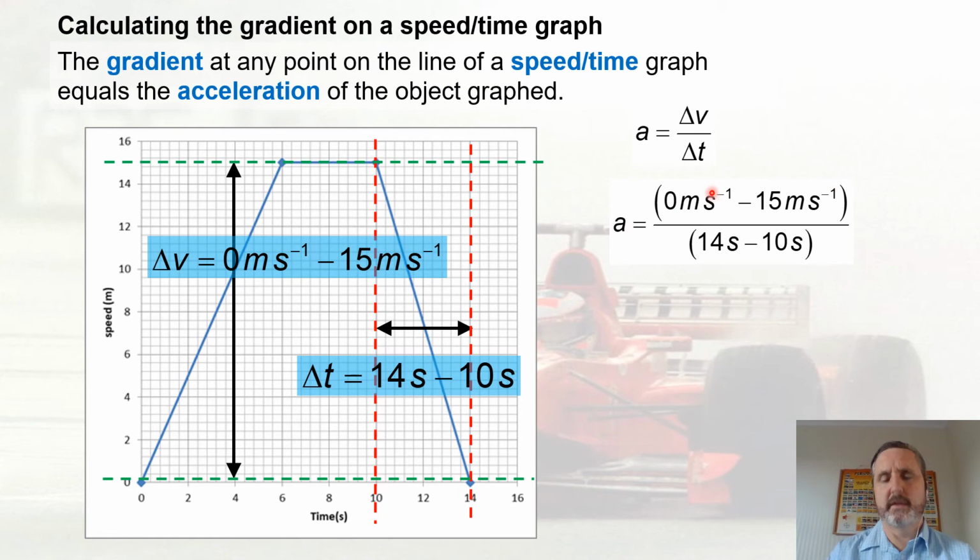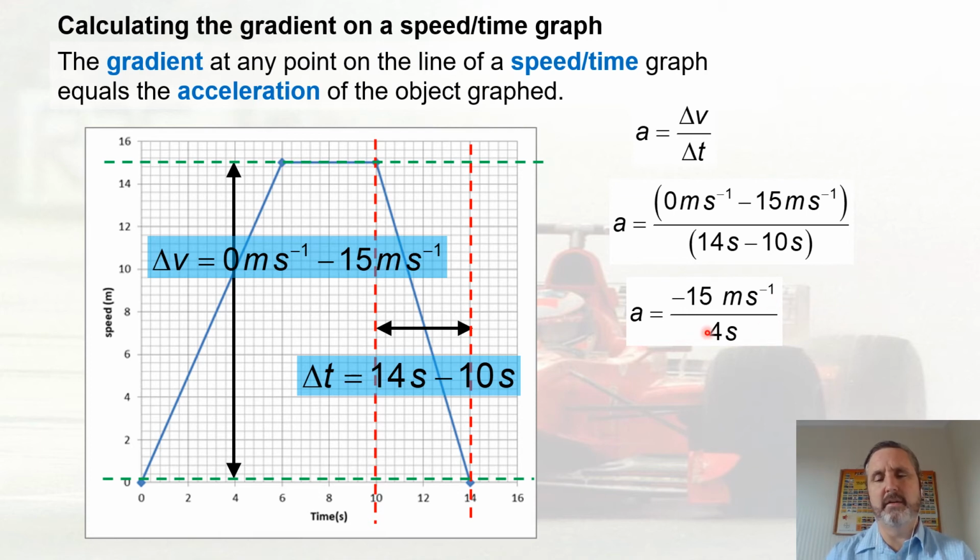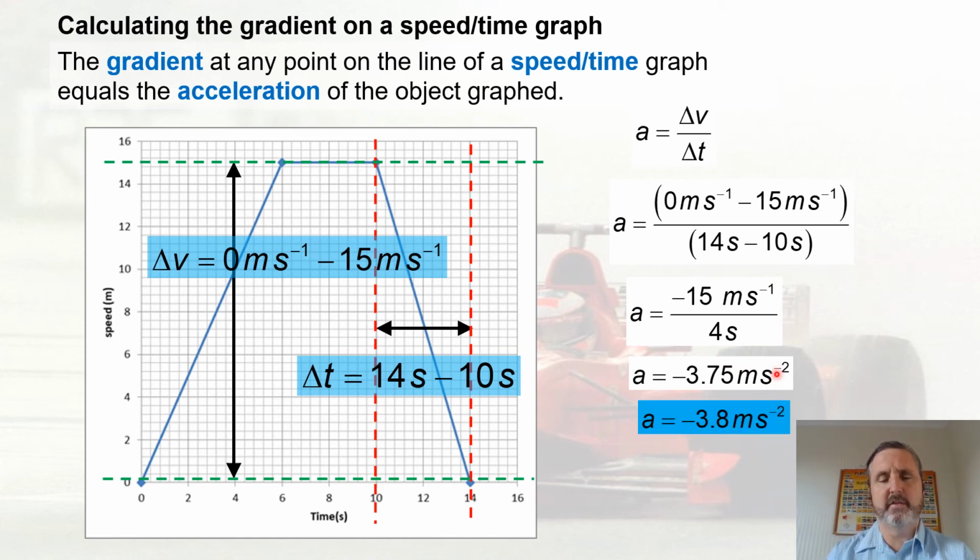So let's put that into our formula and we come up with an answer. Negative 15 minus 4. This gives us an answer of negative 3.75. When we round this to two significant figures, remember because this is a 5, this next value is going to round up to 8. So we're going to get negative 3.8 meters per second per second.